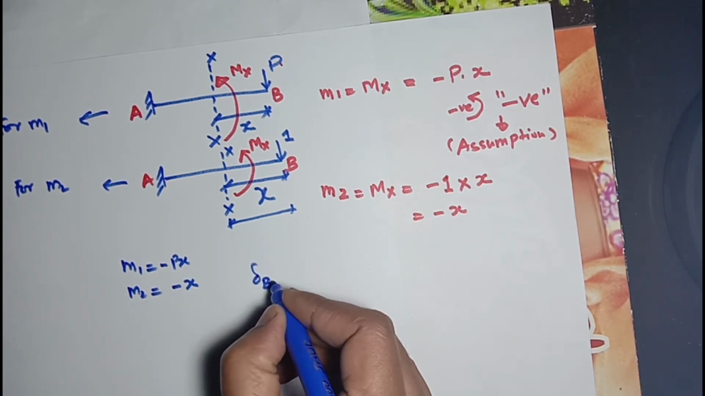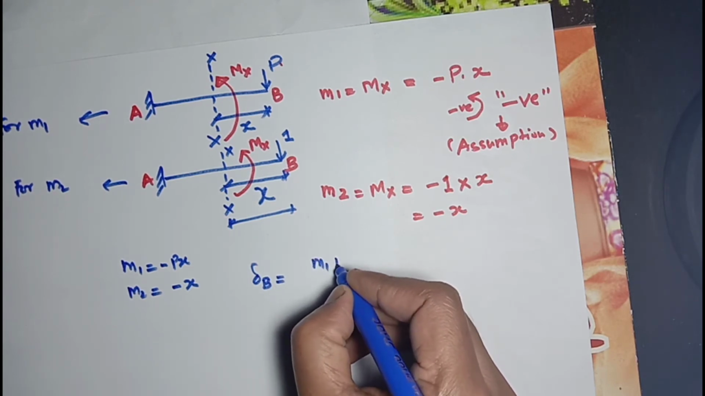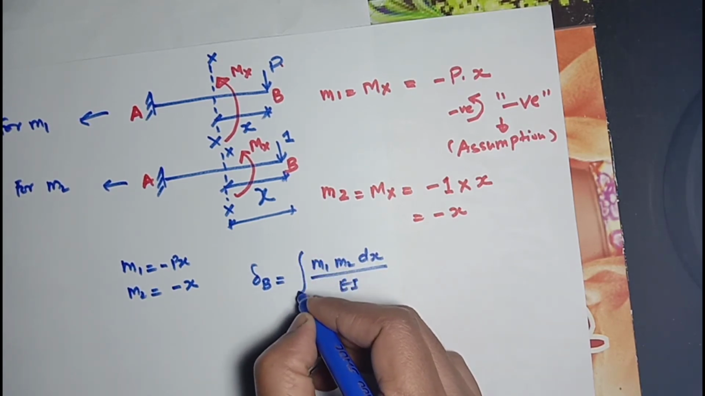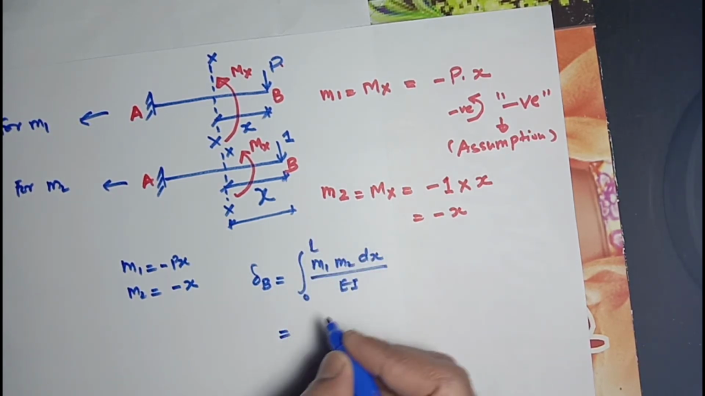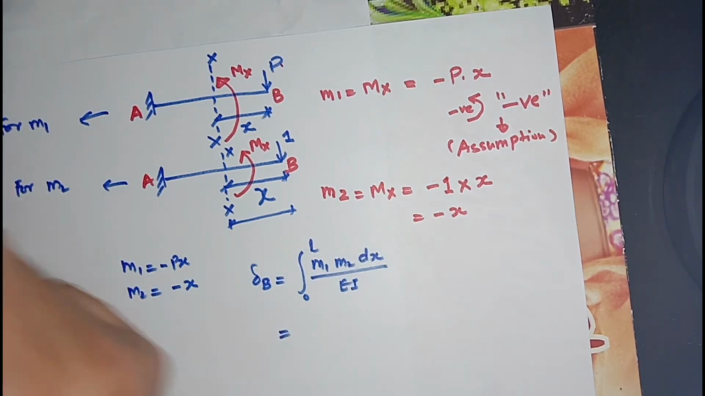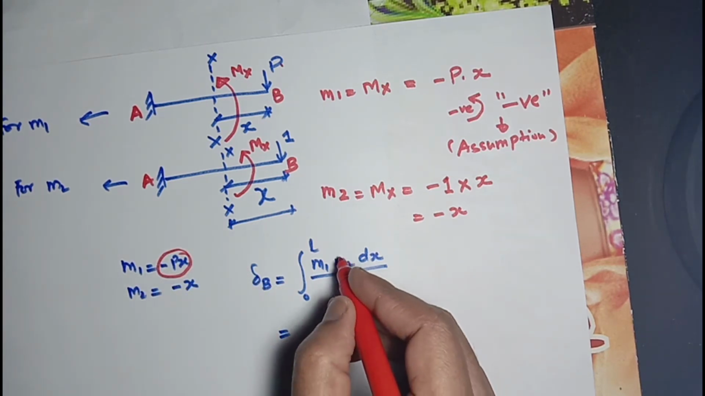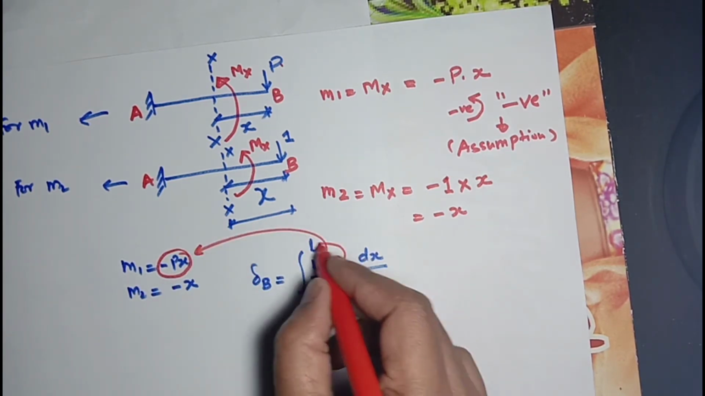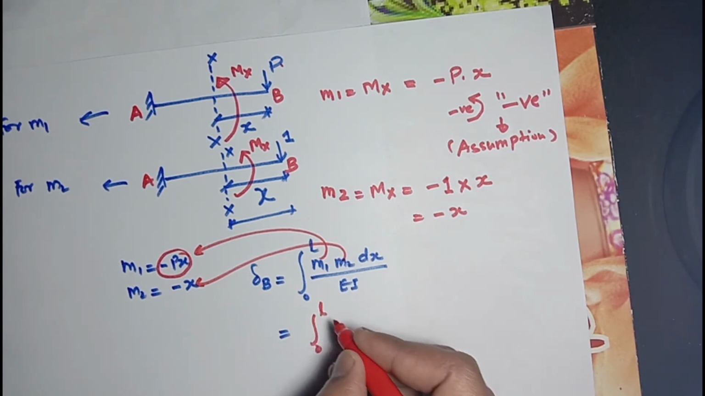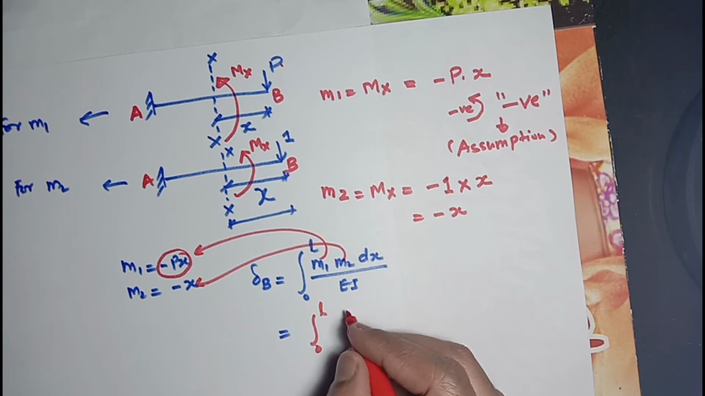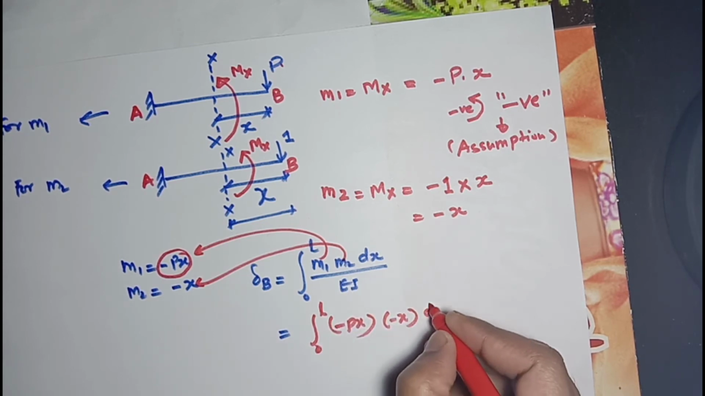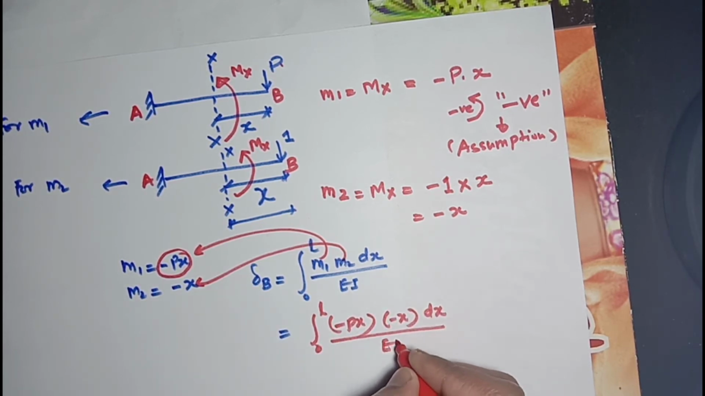delta B from the unit load method, integral from 0 to L of M1 M2 dx divided by EI, we can write here for M1 minus Px, and for M2 we can write here minus x. So 0 to L, minus Px times minus x dx divided by EI.